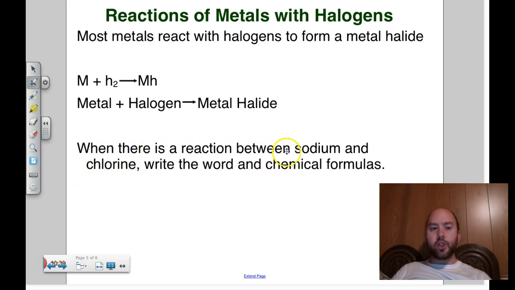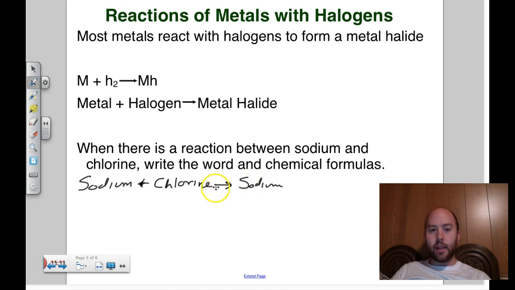When there's a reaction between sodium and chlorine, write the word and chemical formulas. So again, just write out the metal, sodium, plus my halogen. In this case, I say chlorine. So sodium plus chlorine makes a metal halide. Whatever the metal is, sodium. And now that it's an ion, it's not chlorine anymore, it's chloride, sodium chloride.